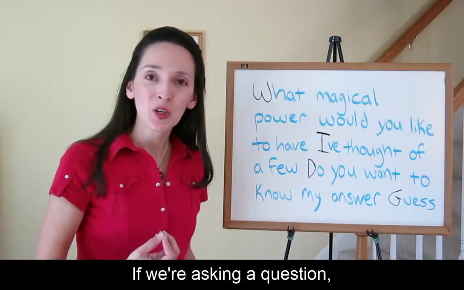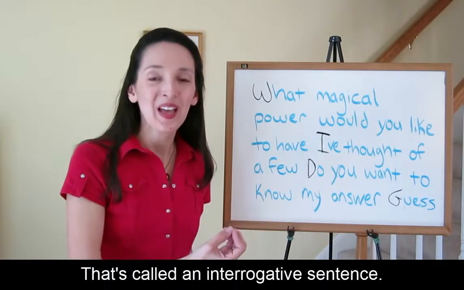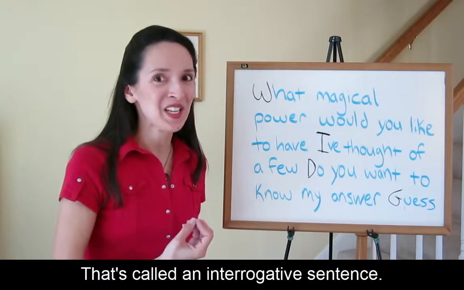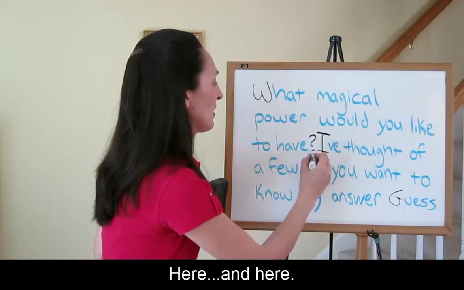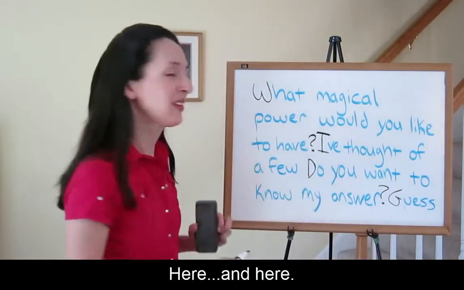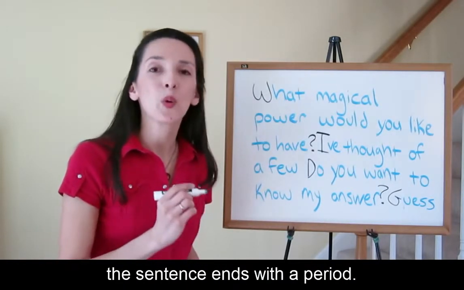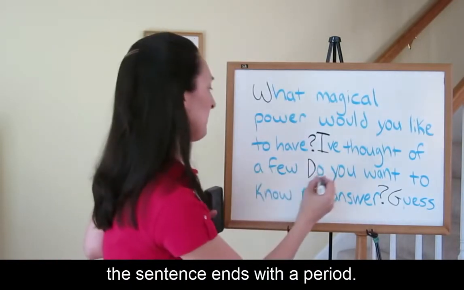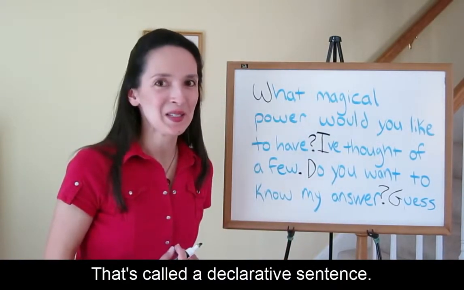Now, as we write sentences, we're either making a statement or asking a question. If we're asking a question, we must end with a question mark. That's called an interrogative sentence. So we have 2 questions, here and here. If you're simply making a statement, the sentence ends with a period. That's called a declarative sentence.